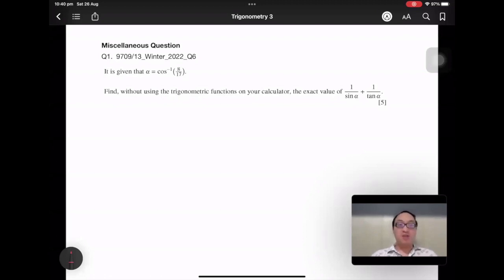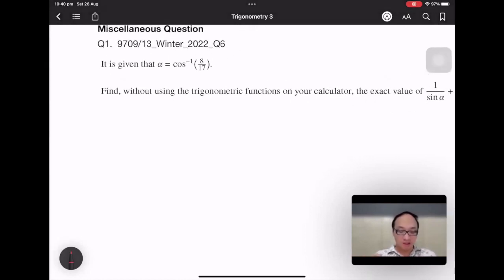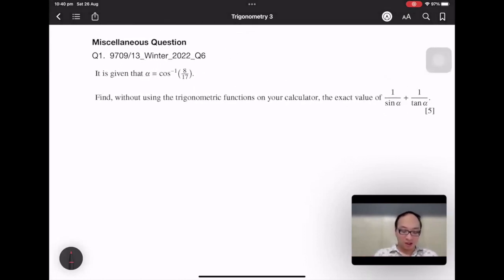Miscellaneous question. Number 1. It is given that alpha equals cos inverse of 8 over 17. Find, without using the trigonometric functions on your calculator, the exact value of 1 over sine alpha plus 1 over tangent alpha. So from here, we can say that cos alpha is equal to 8 over 17.